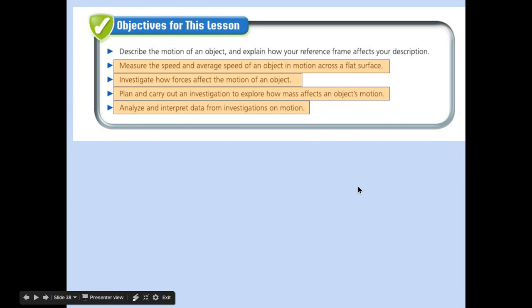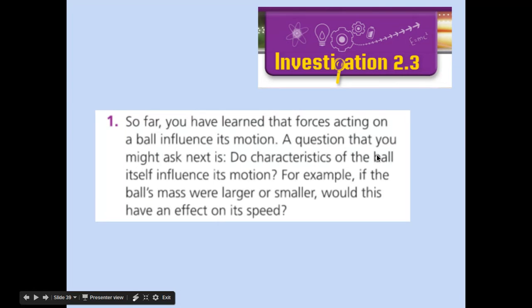For investigation 2.3, we're going to be doing some of the same things. We're going to be measuring speed and average speed of an object, investigating how forces affect motion, planning and carrying out an investigation, and analyzing data. This is going to look a lot like investigation 2.2, except you're going to be using two different types of balls, a heavy ball and a light ball, to compare motion.